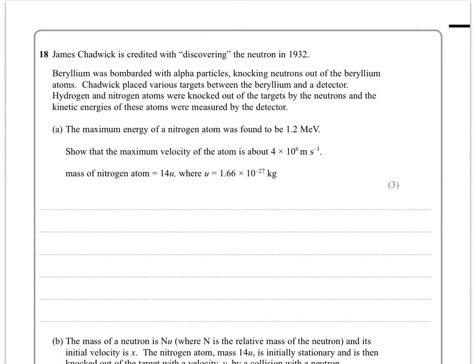Chadwick was convinced that there was a neutral particle coming out. This was found by putting other objects in the way, and then the neutrons were knocking stuff out. By looking at the particles that they could detect, they couldn't detect the neutron, but they could detect the particles it was knocking out, and looking at the energies of those really is what was going on in that experiment.